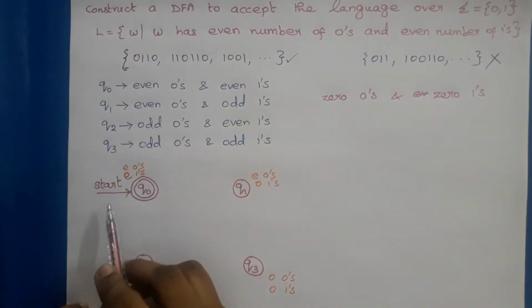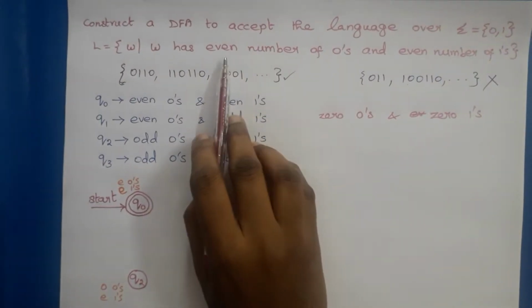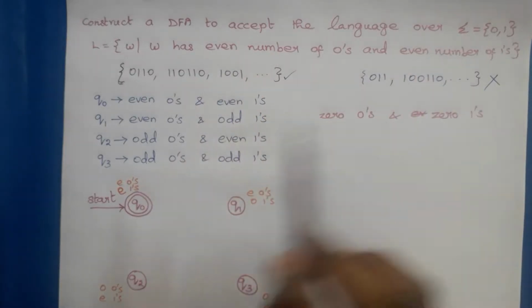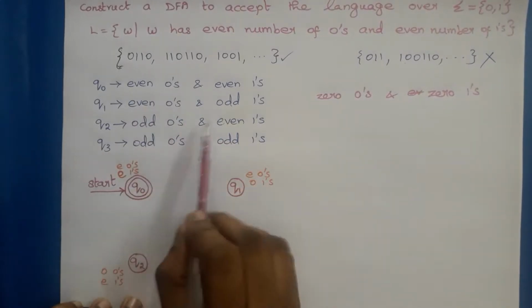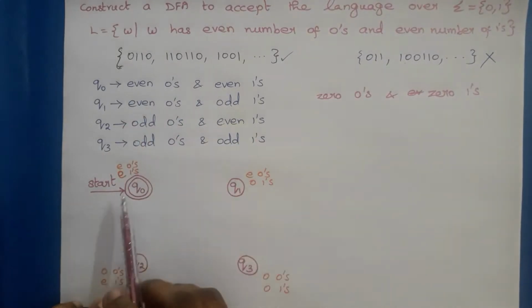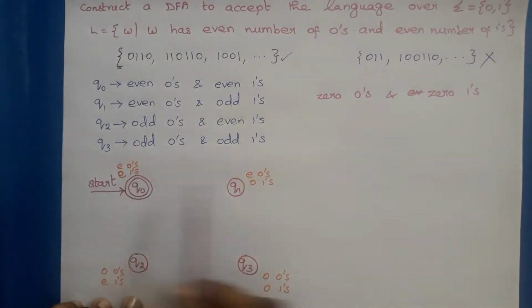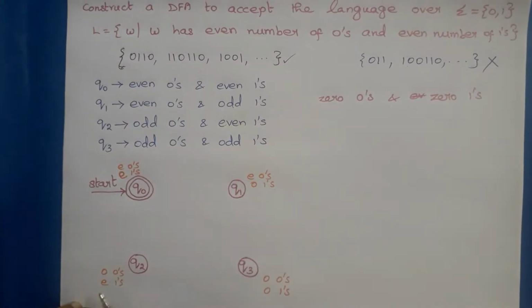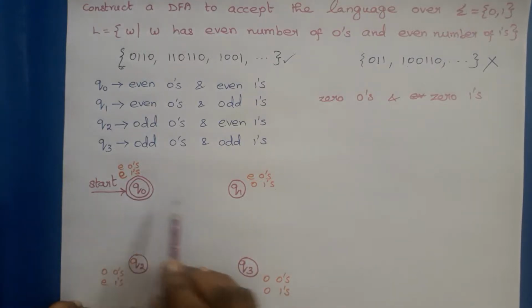So Q0 is considered as the start state, and this is also considered as a final state, because in our problem we are going to recognize all the strings having even number of zeros and even number of ones. The number of zeros and ones are represented here also. I have written even zeros, even ones here. Q1 means even zeros, odd ones, Q2 odd zeros, even ones, and in Q3 odd zeros, odd ones. So now we have to construct the transitions from each and every state.